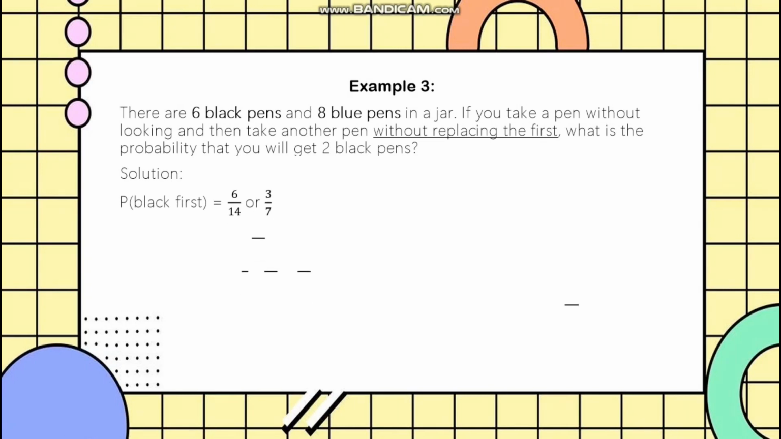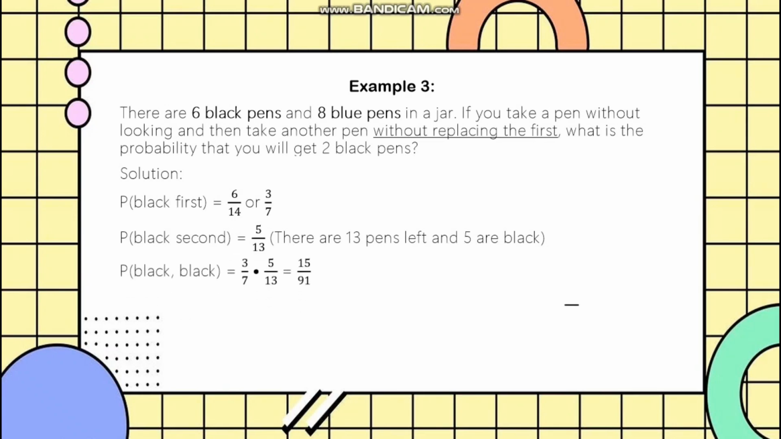First, the probability of getting first black pen, which is equal to 6 over 14, or if simplified, 3 over 7. Next is the probability of getting second black pen, which is equal to 5 over 13. Both of these numbers were derived from the probability of getting first black pen, but one is subtracted because the first black pen is already taken.